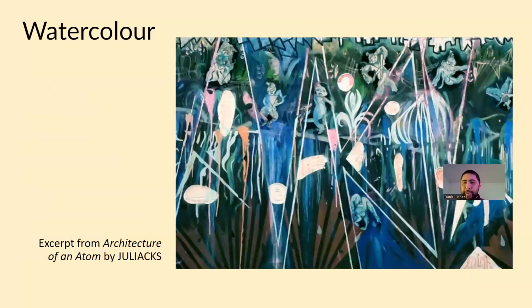This is an excerpt from one of my favorite graphic novels slash comic books, Architecture of an Atom. You see, it is pretty loose, but also you can be kind of precise with it. I'm sure the artists use little bits of masking tape to make these perfect lines. But as you can see, pretty much everything else is pretty flowy.